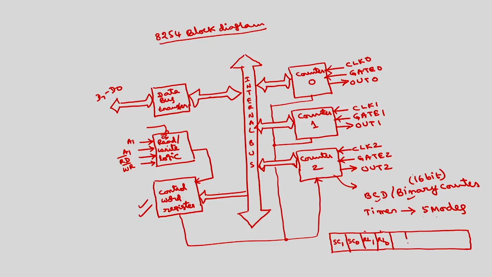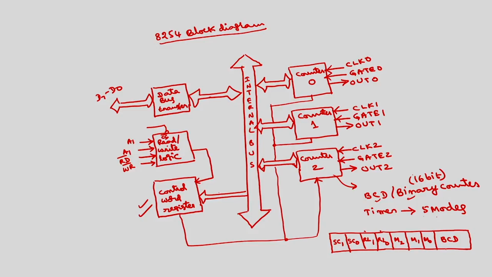Then we have 3 bits for the modes. There are 5 modes, so in order to select these 5 modes, we require 3 control signals M2, M1, M0. Then the last bit is BCD, total 8 bits. If this is for BCD count, this will be 1; for binary count this will be 0.